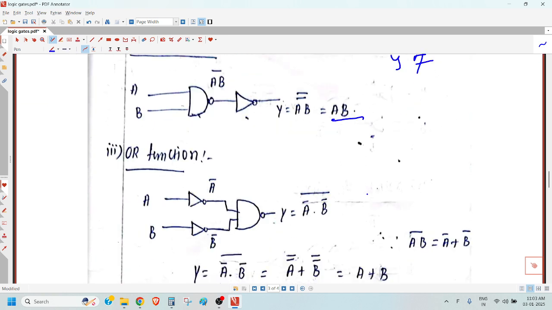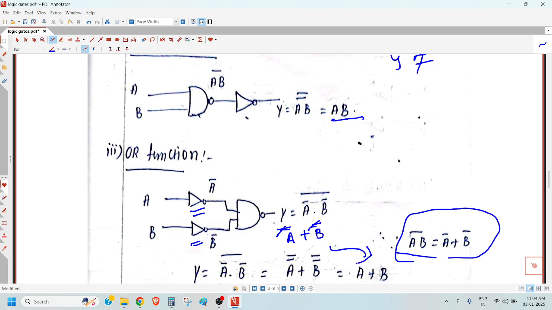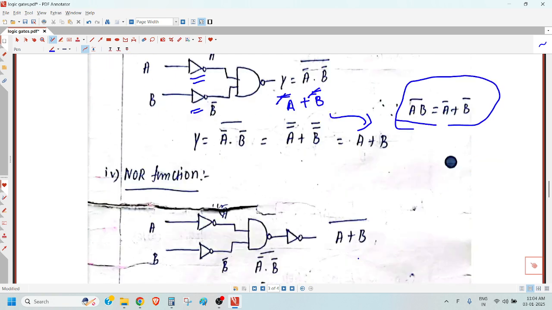Then the OR function, we are having A, B. So we are including one NOT on each input, and then afterwards the NAND function we are including. So how you are getting this, that is what I said, it's De Morgan's law. (AB) bar is equal to A bar plus B bar. This formula we have applied over here. (A bar bar plus B bar bar) whole bar, so finally if you split it you will get A bar bar plus B bar bar. So bar bar is getting cancelled. Finally you will get A plus B. So this is our function.